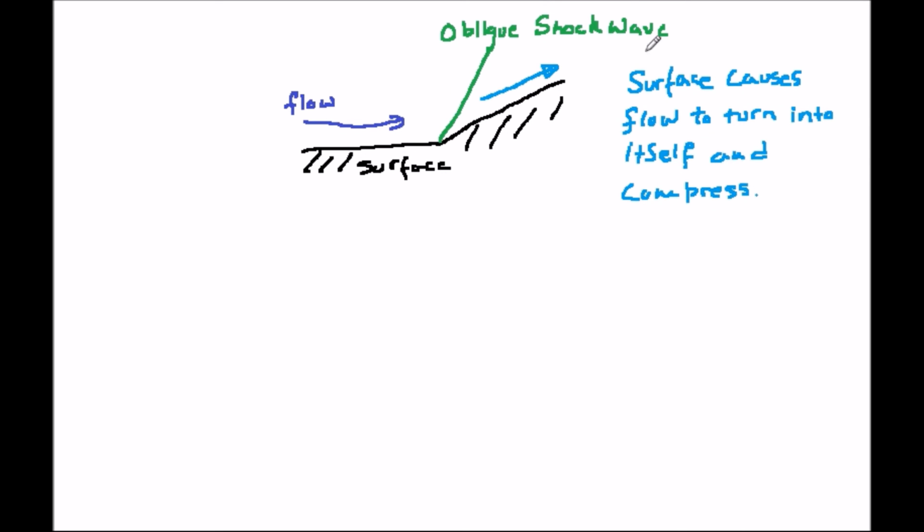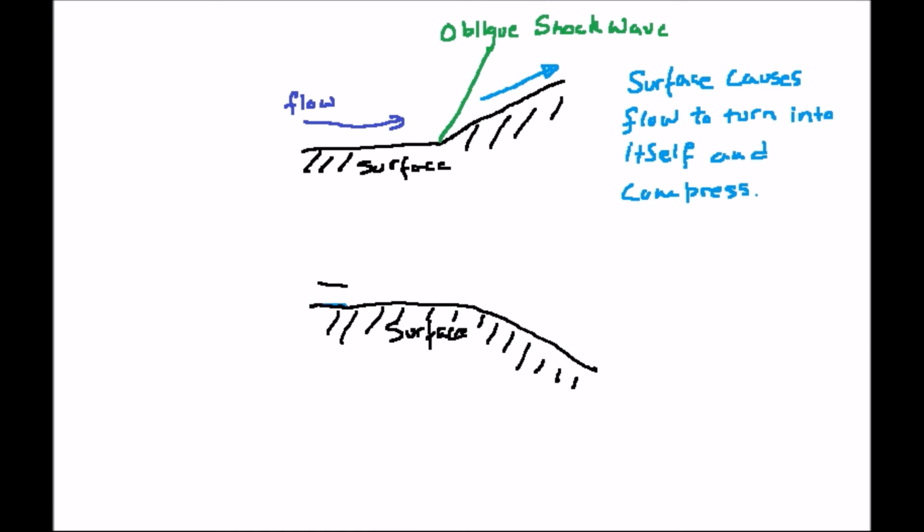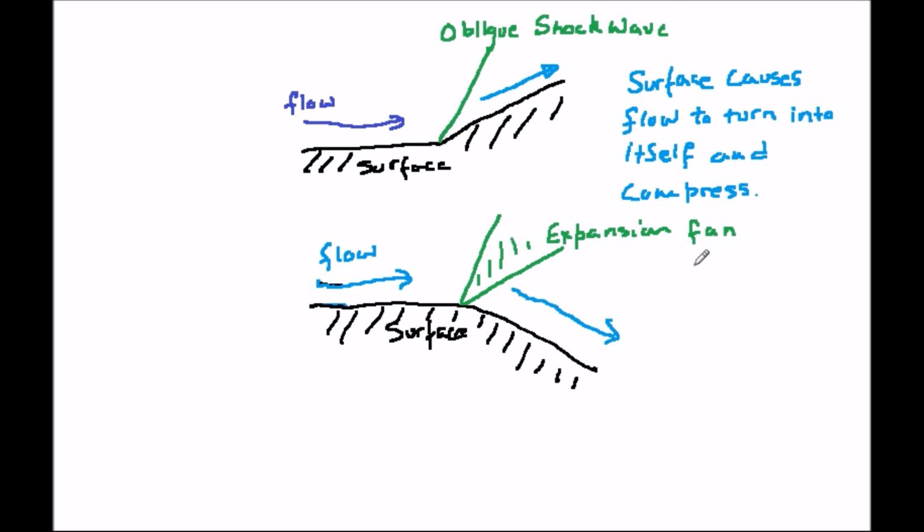Finally, when a supersonic flow encounters a surface turning away from it, it expands, the opposite of a shock wave. This is called an expansion fan and is a gentler phenomenon, actually described by the isentropic flow relationships that we discussed in the previous video.